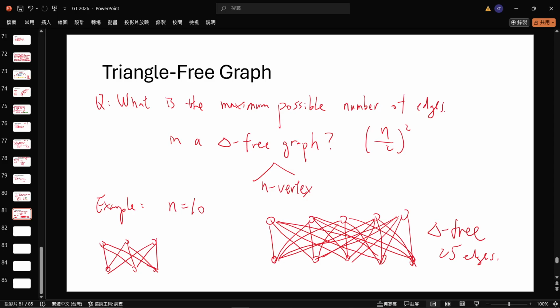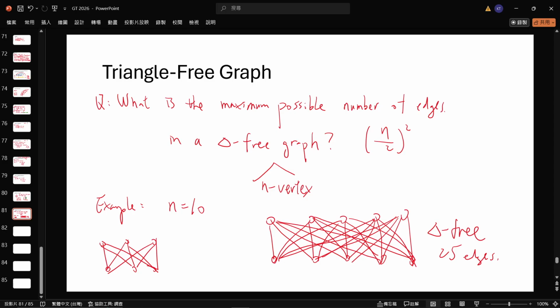For example, if you have 9 vertices, you just split these 9 vertices into 2 sets. The first one has 4 vertices, and the second one has 5 vertices, and just add all the edges between these 2 sets. So in total, you have 20 edges if you have 9 vertices. But I think that's not the point here. So today we're going to focus on the case when n is even, where you can divide the 2 sets evenly.